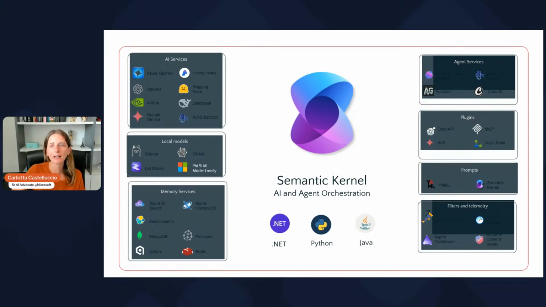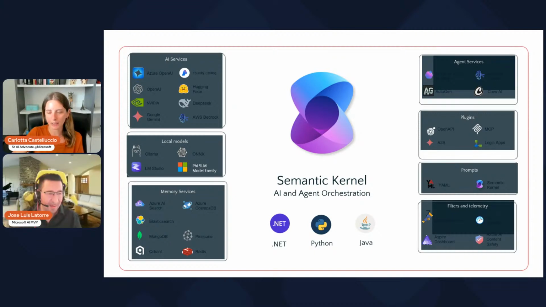And by the way, Semantic Kernel, I know Jose is going to talk a bit more about this in a moment. It's basically a lightweight open source development kit that lets you easily build AI agents and integrate the latest AI models into your C#, Python, or Java code base. Jose, I know you have built already some projects with Semantic Kernel. Do you have any good examples that you want to share with us?